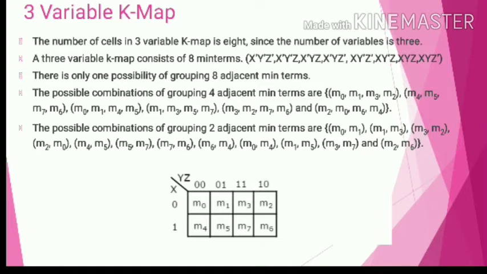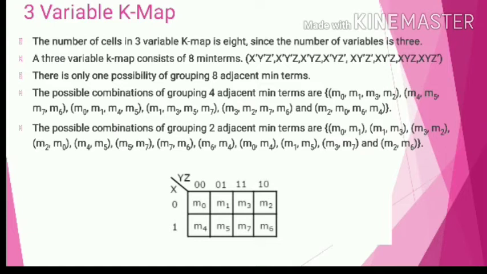The possible combinations of grouping 4 adjacent minterms are m0, m1, m3, m2 in one group, m4, m5, m7, m6 another group, m0, m1, m4, m5 another possibility, m1, m3, m5, m7 another possibility, m3, m2, m7, m6 another possibility, and m2, m0, m6, m4. This is another possibility of grouping 4 adjacent minterms.